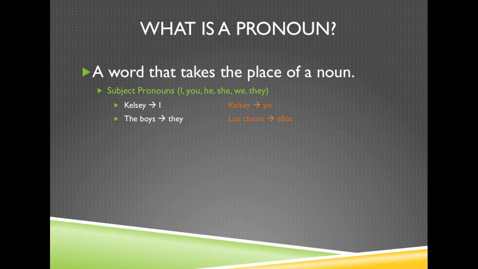The type of pronoun we're going to focus on today is called the direct object pronoun. In English, some examples are me, you, him, her, it, us, and them. An example of how we might use a direct object pronoun in English would be, instead of saying I love Carlos, I might simply substitute Carlos for the word him and say I love him. Or if I am reading the book, instead of saying I read the book, I might say I read it.